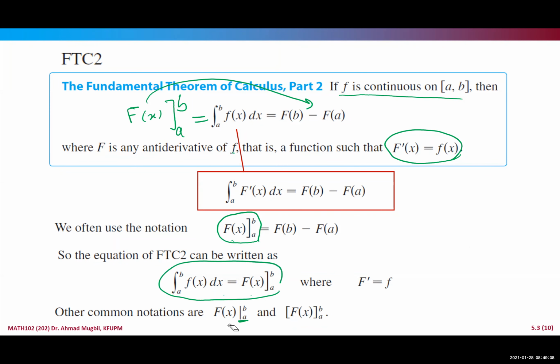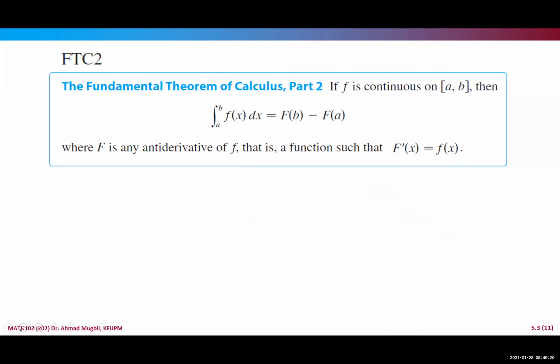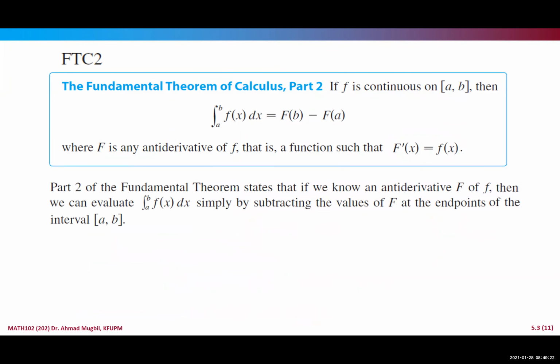Is it clear, Shabab? Did you understand the second part? So this is just saying that the integral of f of x is just the antiderivative. So part 2 of the fundamental theorem of calculus states that if you know an antiderivative, we can know the general antiderivative by just adding a constant. Then to evaluate this integral, simply subtract the values of F at the endpoints of the interval.